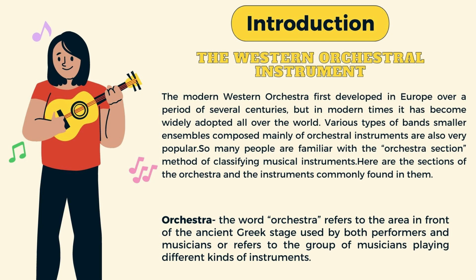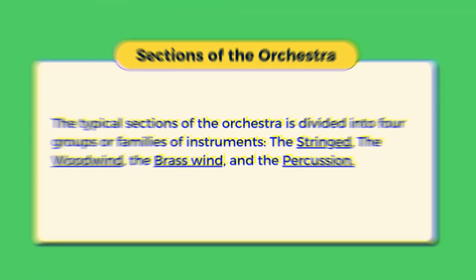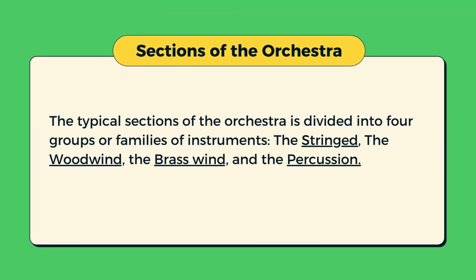Orchestra. The word orchestra refers to the area in front of the ancient Greek stage, used by both performers and musicians, or refers to the group of musicians playing different kinds of instruments. The typical orchestra is divided into 4 groups or families of instruments: the stringed, the woodwind, the brass wind, and the percussion.